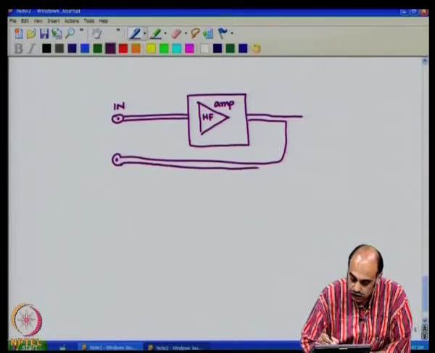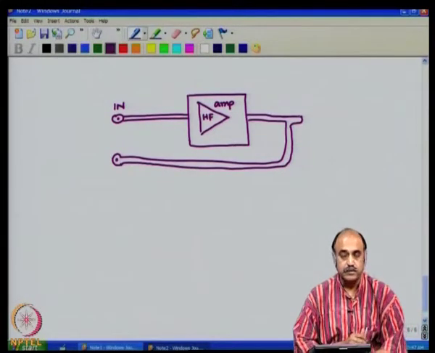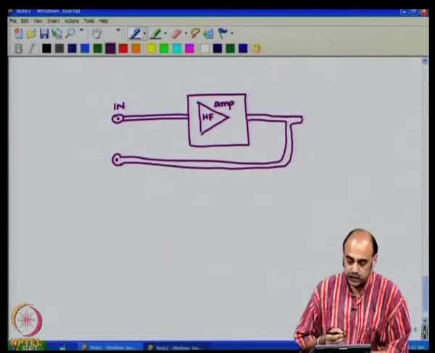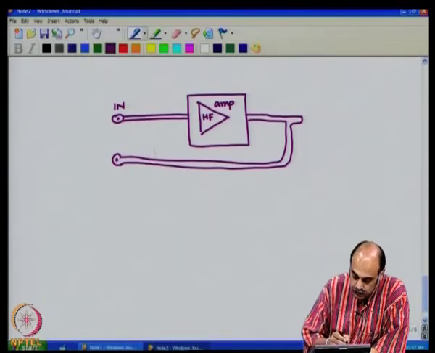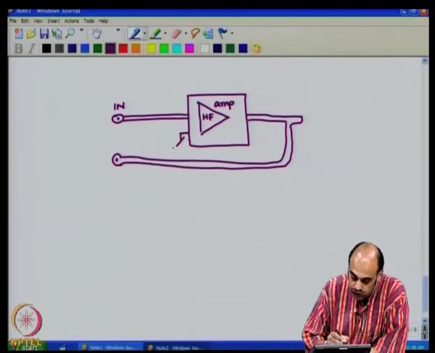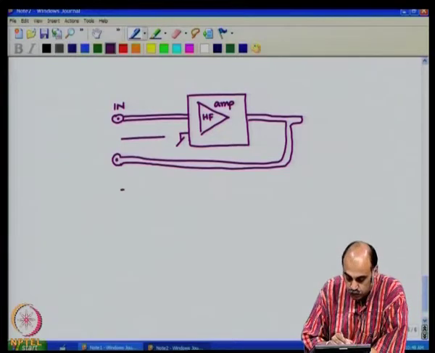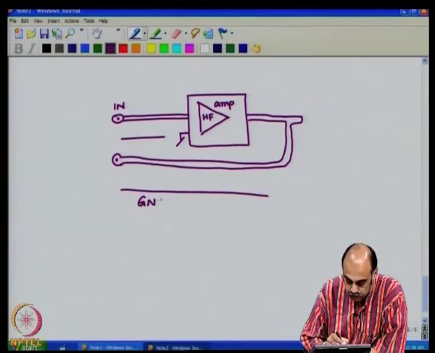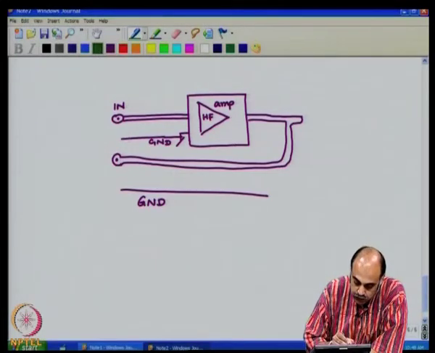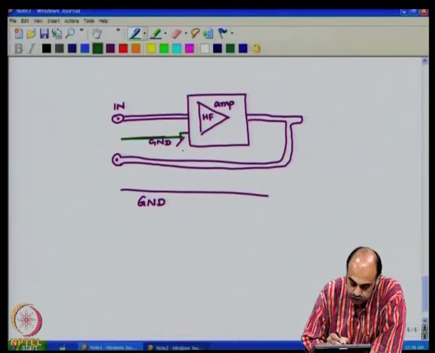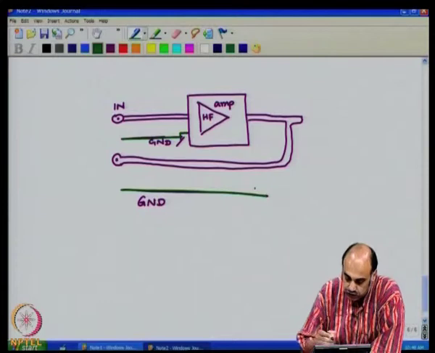Let us say the routing is in this fashion. Now there will definitely be, because this is an amplifier, a ground point somewhere; you will have ground lines. You may have ground lines here, it depends upon the routing. If you want, you could show the ground line in green to make a distinction. Now, this is a ground line coming from other parts of the circuit.